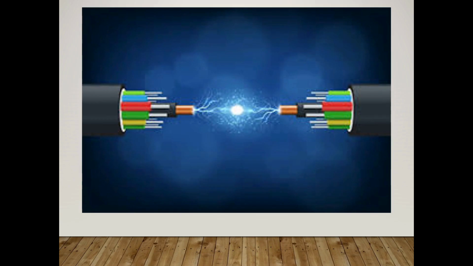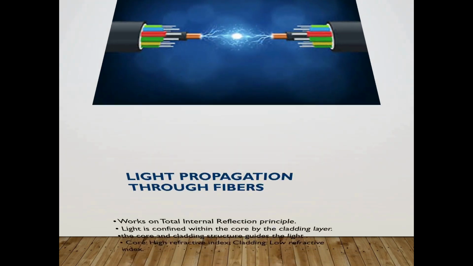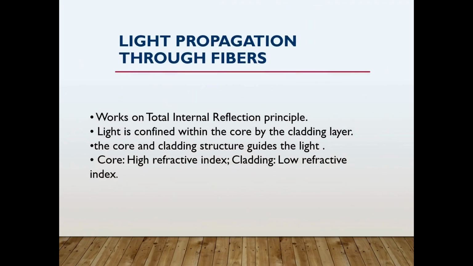Now we'll discuss light propagation through fibers. The core principle behind optical fibers is total internal reflection, also called TIR. To understand this, we'll imagine shining a flashlight into a glass tube at just the right angle. Light inside the tube would bounce off its walls and travel through the tube without escaping. Optical fibers use this same principle.